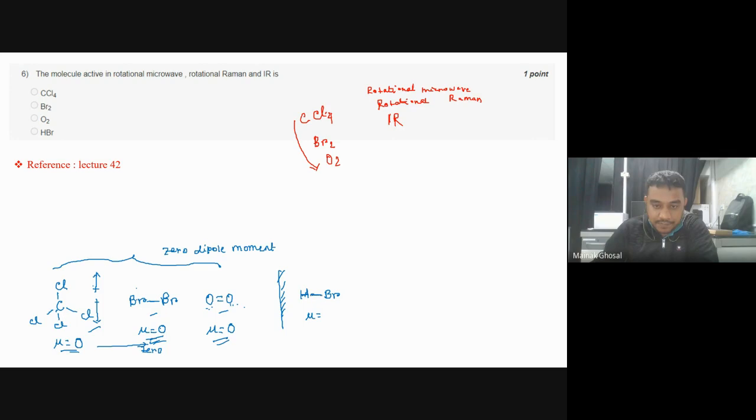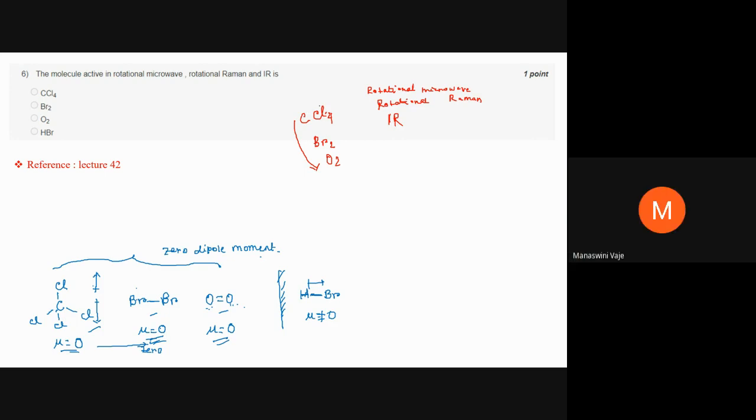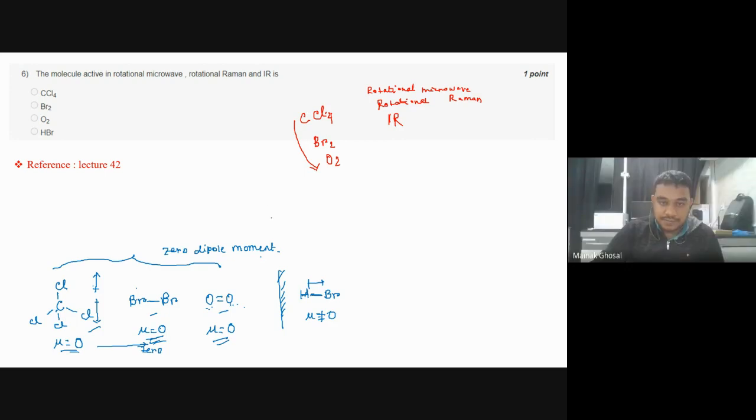Okay? So which one will have higher electronegativity? It will pull the electron density, so a dipole will be created. So it will be non-zero. Now you know that for a molecule with zero dipole moment, one of these three modes will be inactive. Which one will be inactive for a zero dipole moment molecule?